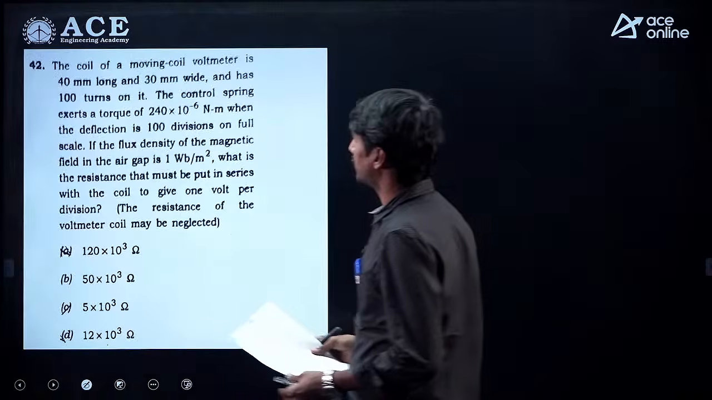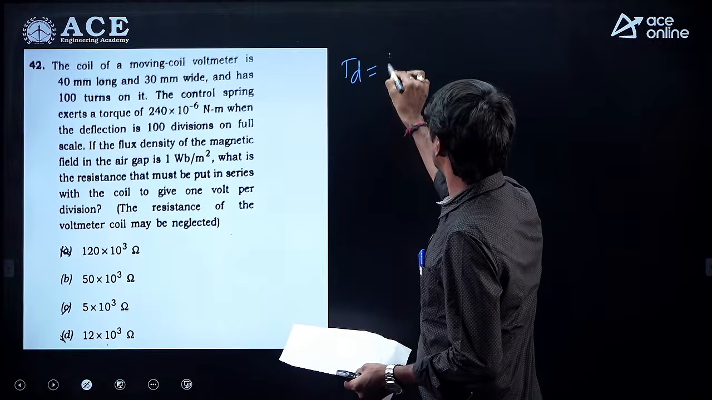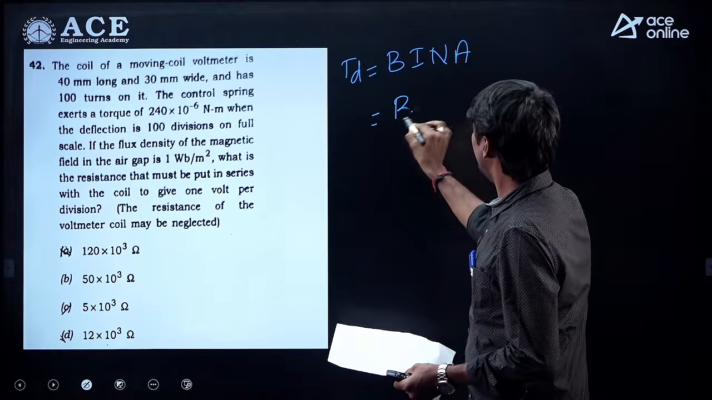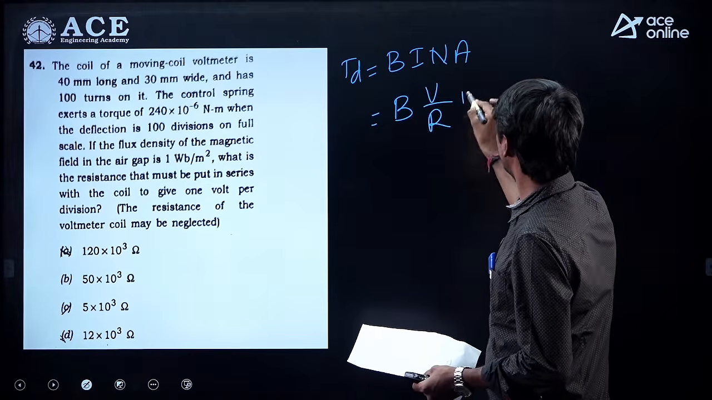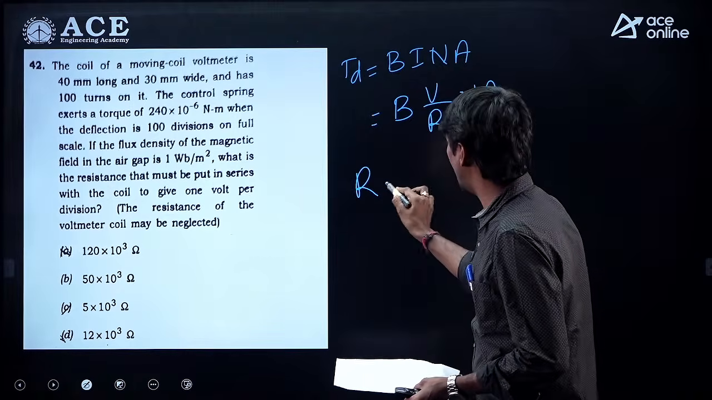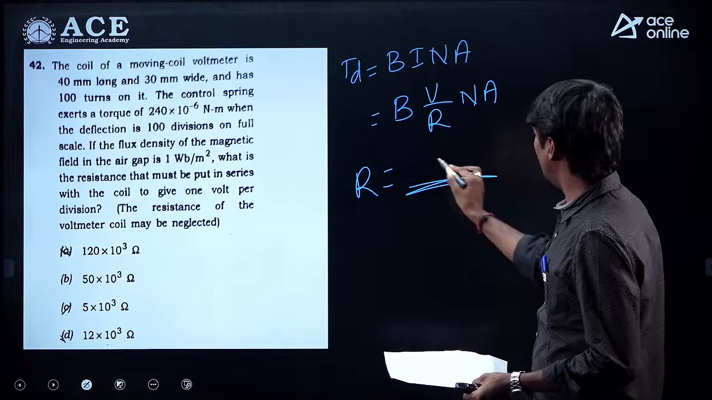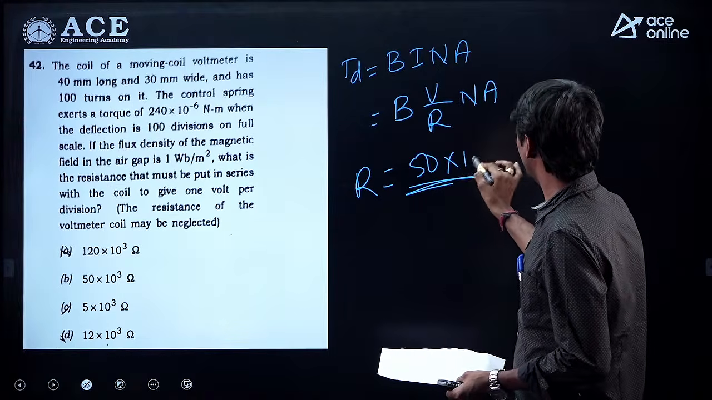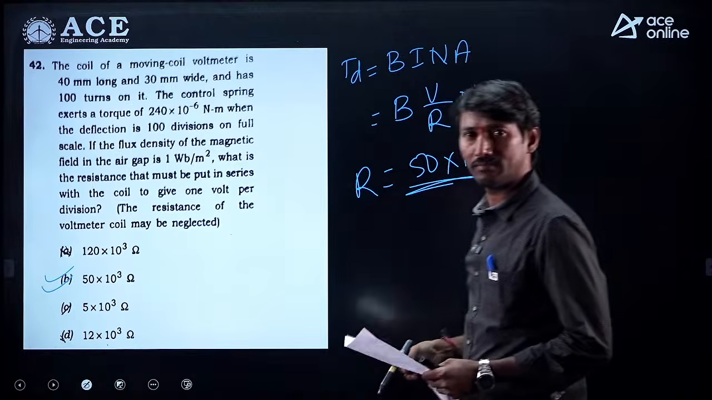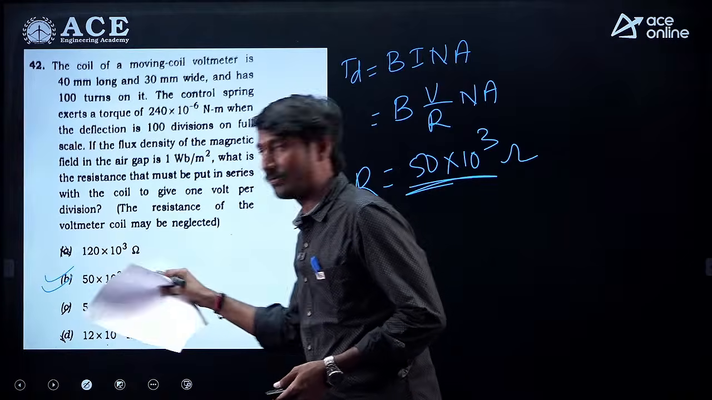Right. Next one. It is a PMMC question. TD equals BINA. BI means V by R into N into A. If you use this formula, you are going to get the R value. Simple. All values are given. You can find out. You will be getting the value around 50 into 10 power 3. So therefore, this is the answer. Right? Just check the calculated value and check the corresponding option. 5 kilo or 50 kilo. Kindly verify.